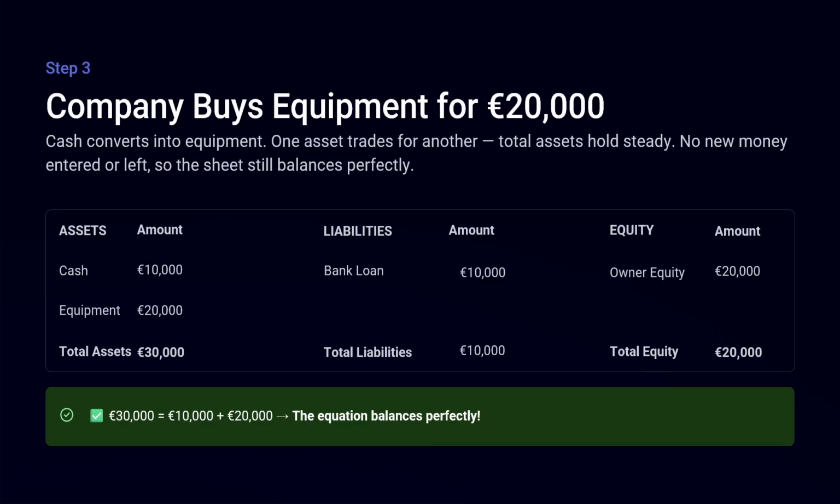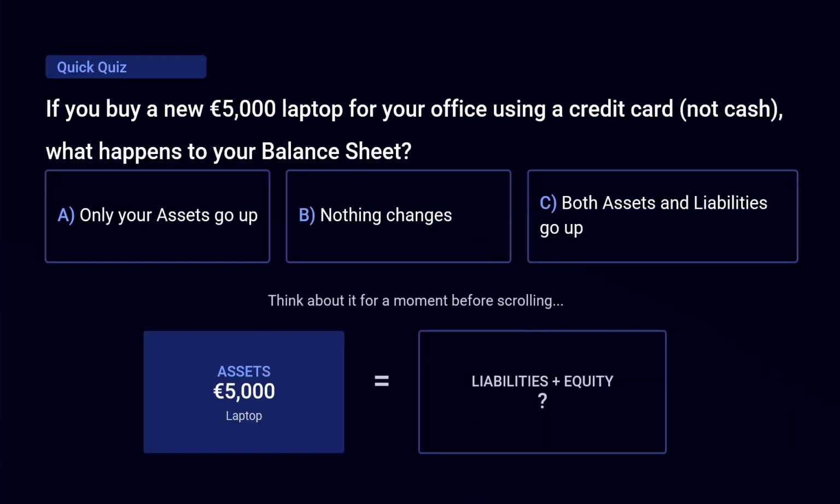On the left we have 10,000 euros cash left and 20,000 euros from them transferred into equipment. In the middle we still have 10,000 euros bank loan, and on the right we don't have any change in the equity. So 30,000 euros assets equal 10,000 euros liabilities plus 20,000 euros equity. The equation balances perfectly. Okay, let's take a quick quiz.